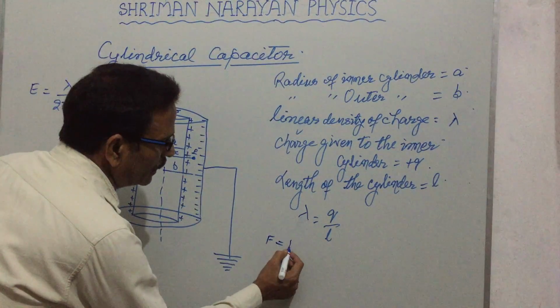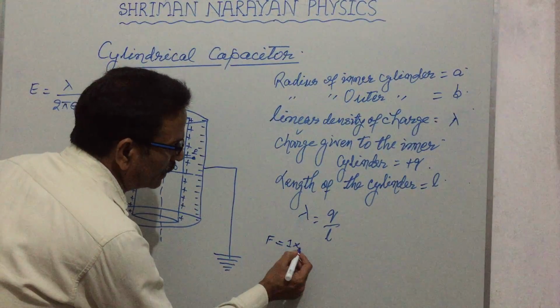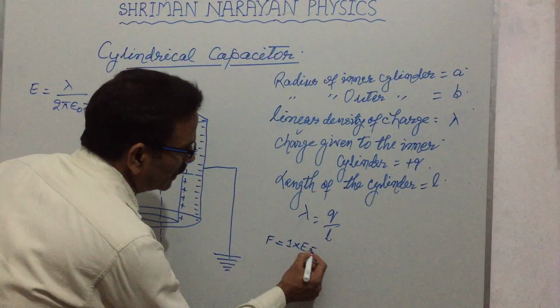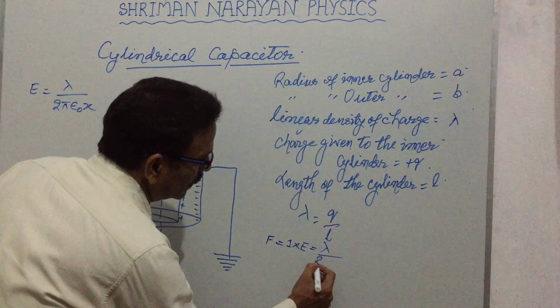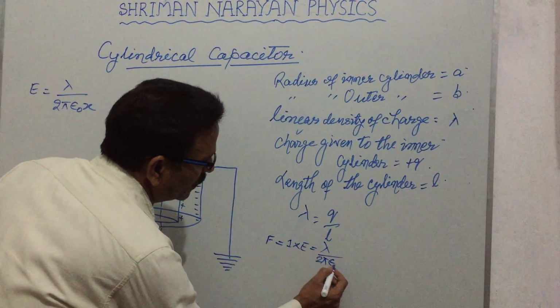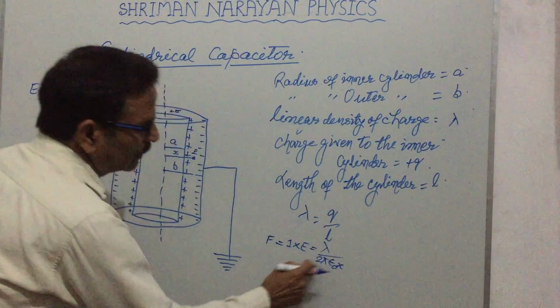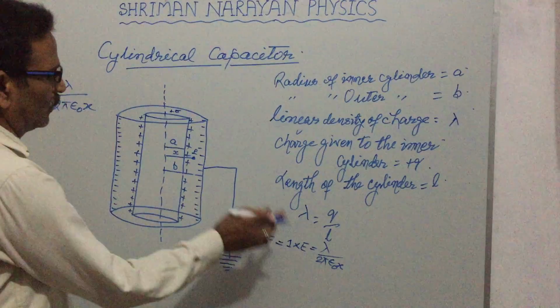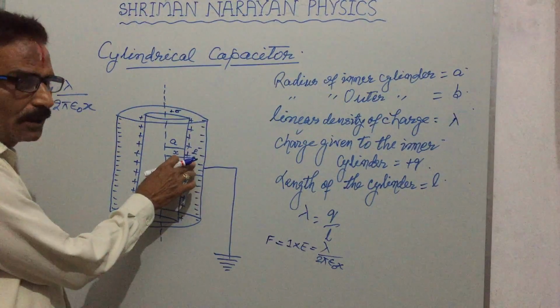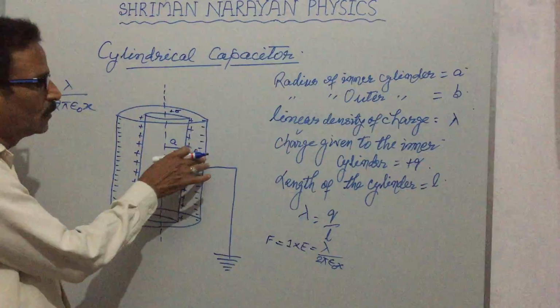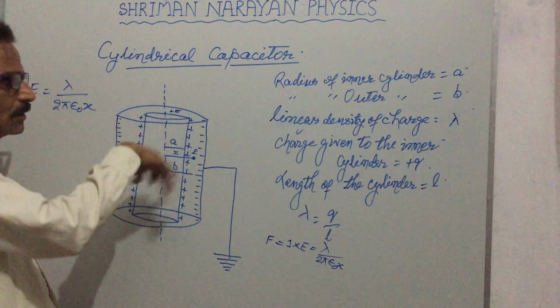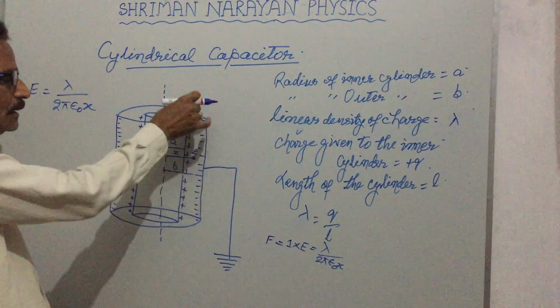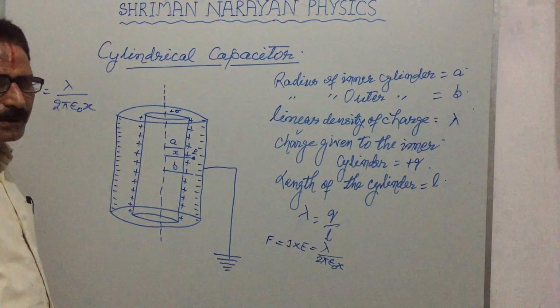The charge is unit, so we'll write 1, and the field is capital E, and this is equal to lambda by 2 pi epsilon naught into x. So this is force. Now due to this force, the unit positive charge will tend to move towards the inner surface of outer cylinder, since the inner surface is negatively charged.